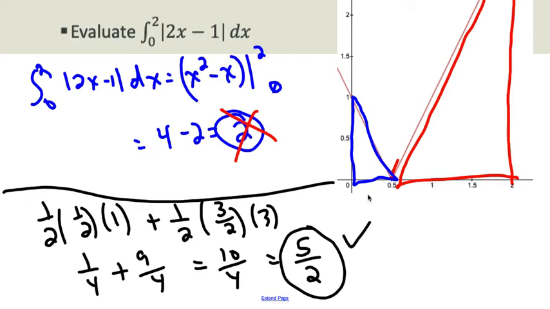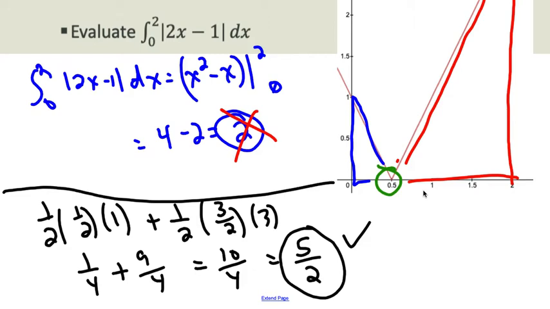5/2 is the correct answer because we found it by using geometric formulas. So what happened here? What's the problem? And hopefully you can recognize that the problem with this is right here. Okay? And the problem there is that that's a cusp, which means the derivative didn't exist, and if the derivative doesn't exist, the antiderivative doesn't exist there. So we need to be able to look at this and understand that there's a problem here.